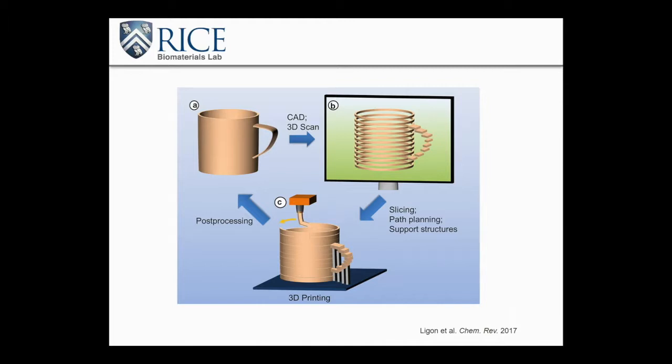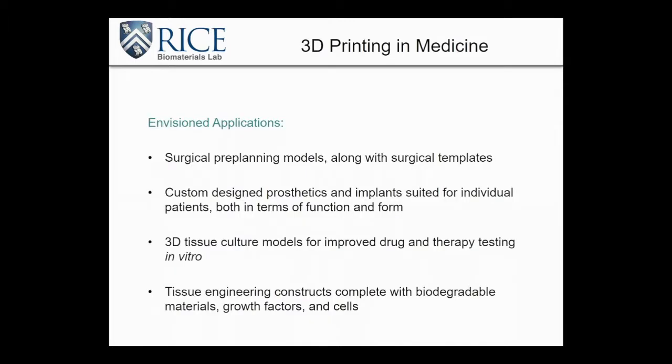So you don't always get exactly the same structure as your CAD model, which is important for us to keep in mind later. But of course, with 3D printing, we are adding these materials layer by layer, hence the name additive manufacturing. And there are several different applications in which people are using additive manufacturing in medicine right now. The first, most basic one, starts with surgical pre-planning models along with surgical templates.